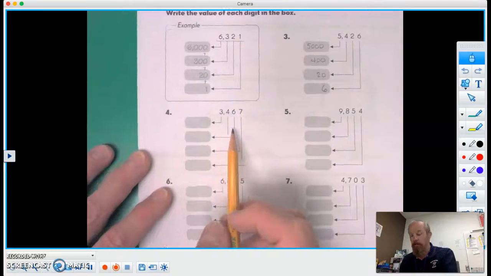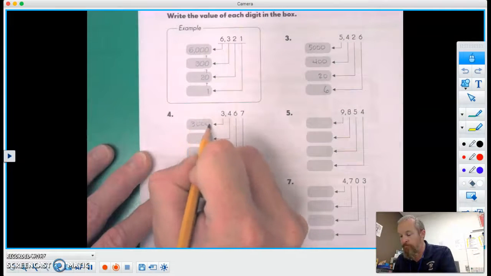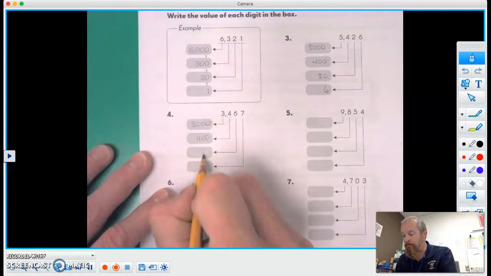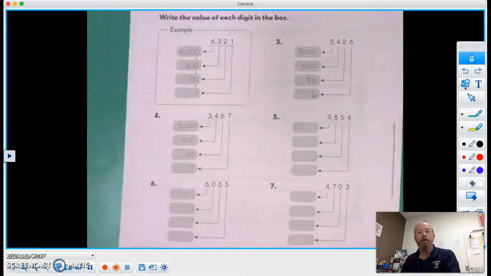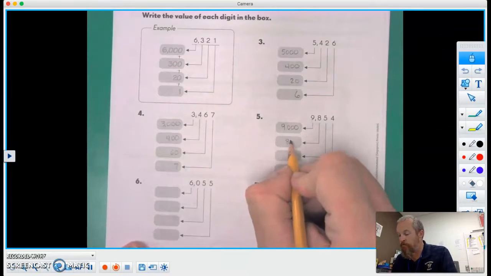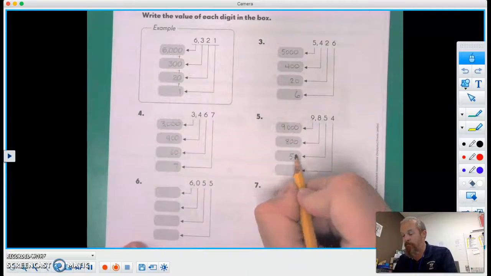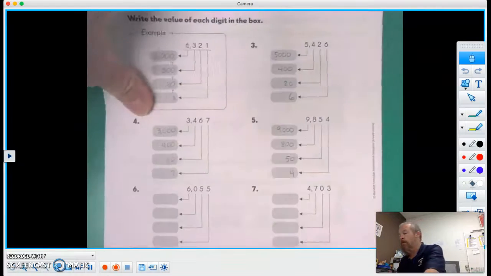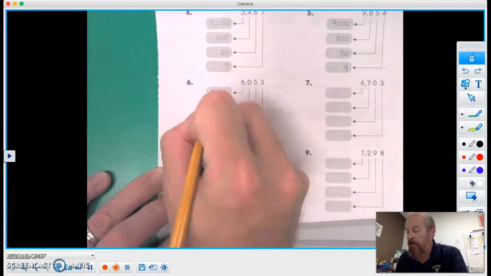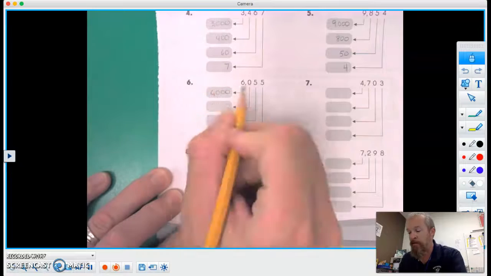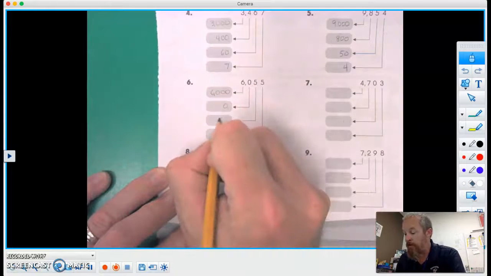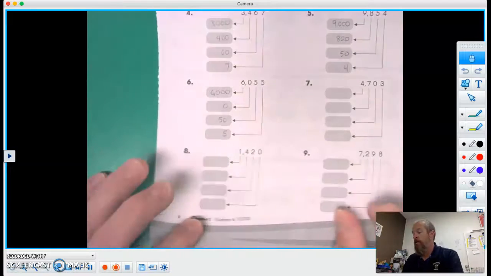426. And on this one here, we have 3 in the thousands, 460, and 7. 9,850 and 4. And now this one is a little bit different because we have a 0 here. But if I look at that, I'm still seeing a 6 in the thousands. There's nothing in the hundreds, 0 hundreds. There are 5 tens still and 5 ones. Kind of the same thing here.